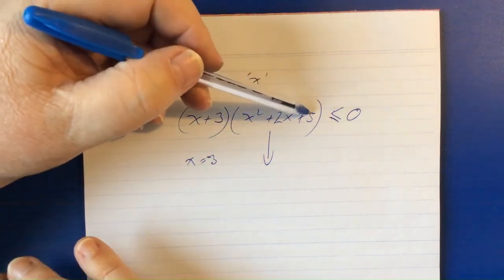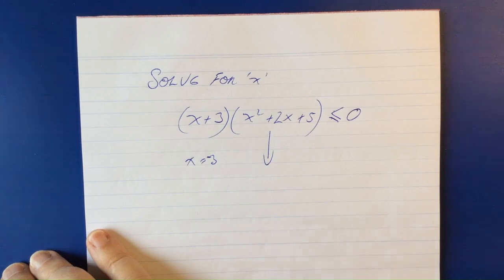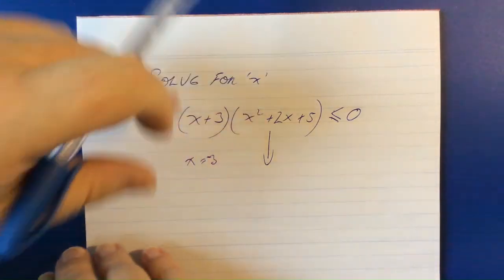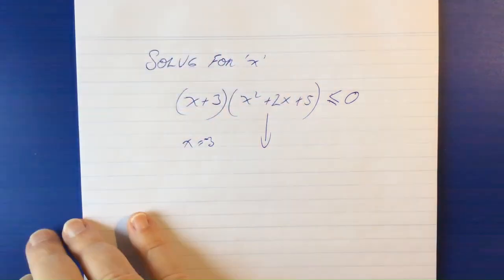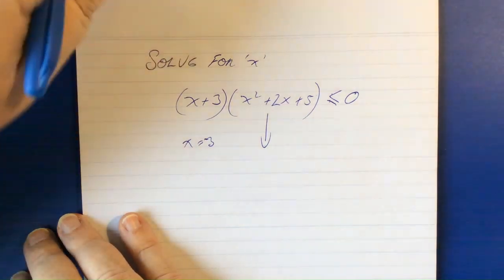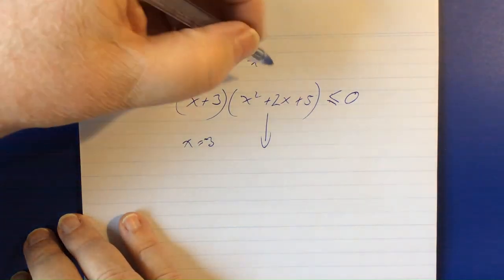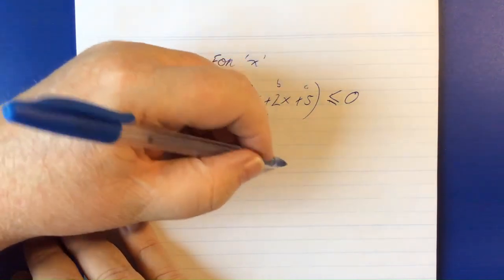Now, what factors of 5 add to 2? None. So we have two options when it comes to solving this. One is to complete the square. The other is to use the quadratic formula. I'm going to use the latter, the quadratic formula. So that is a, that is b, and that is c.